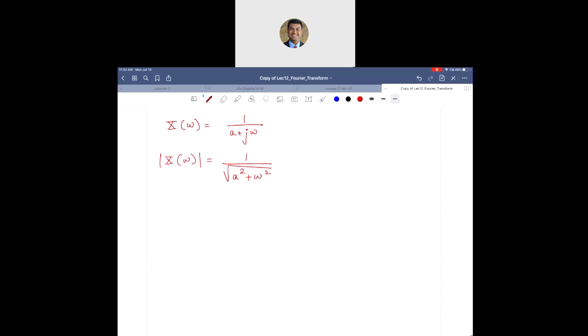How about phase? Phase of x of omega would equal phase of 1 minus phase of a plus j omega. Phase of 1, that is a real number, so that lies on the real axis, so that's 0 degrees, minus what is phase of a plus j omega? Well, tan inverse omega by a, right? Negative tan inverse omega by a.